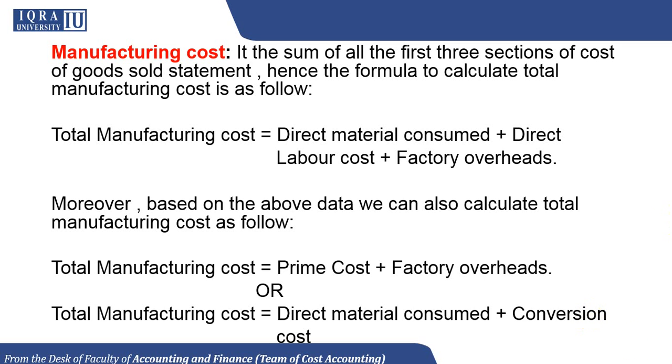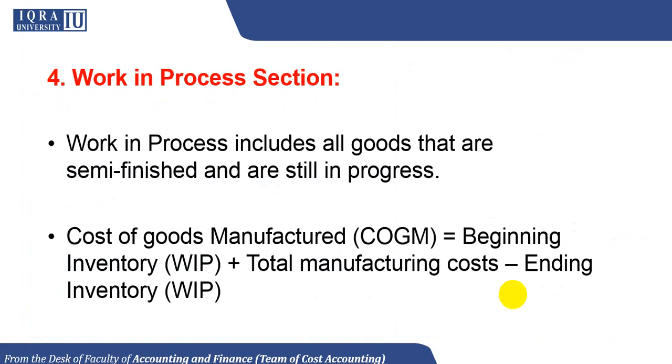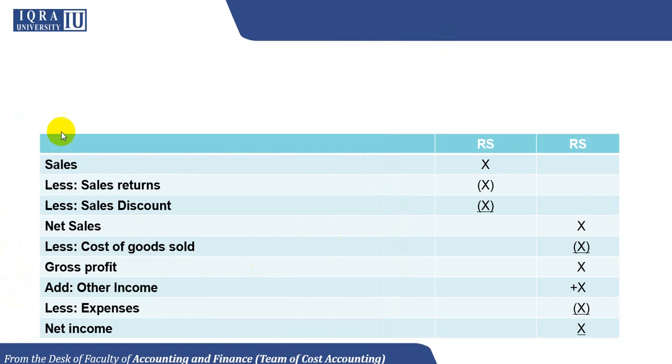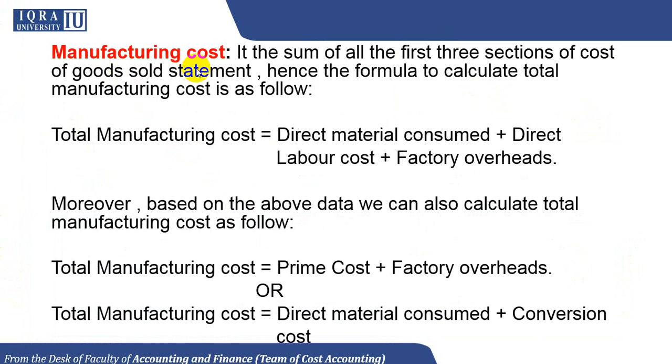Right? So what we have seen in this section, there are 5 components. One is material, labor, overhead, work in process section, finished goods section, right? And then we prepare the statement, and then we prepare the income statement, right? And then we classify the cost as prime and conversion, and then last we calculate the manufacturing cost and the different ways to approach the manufacturing cost. Thank you.